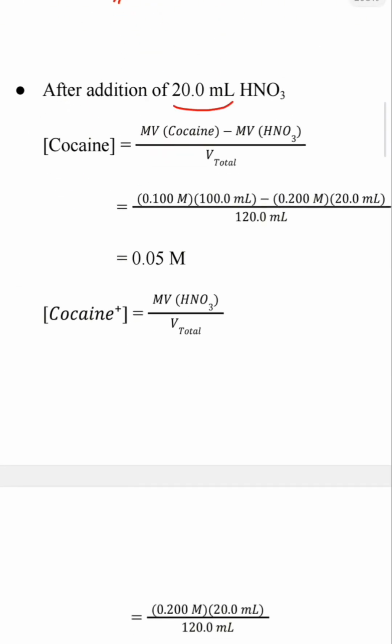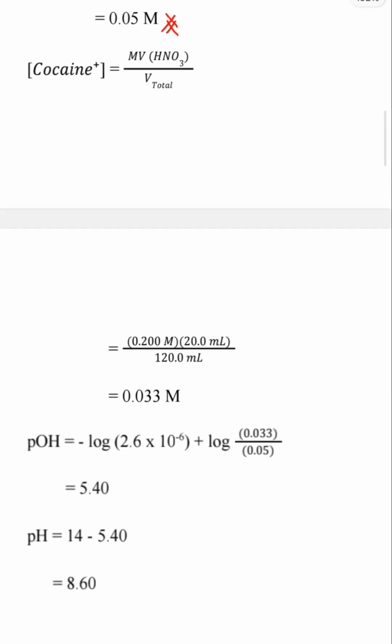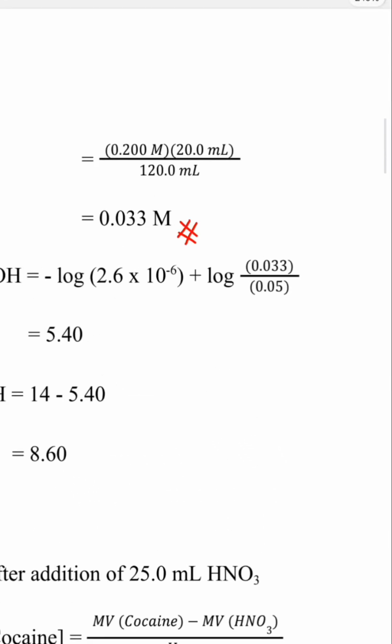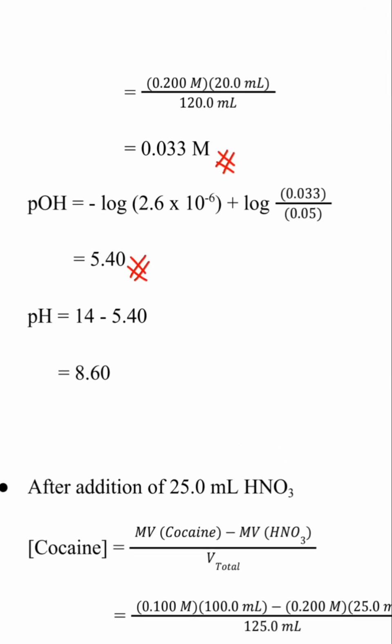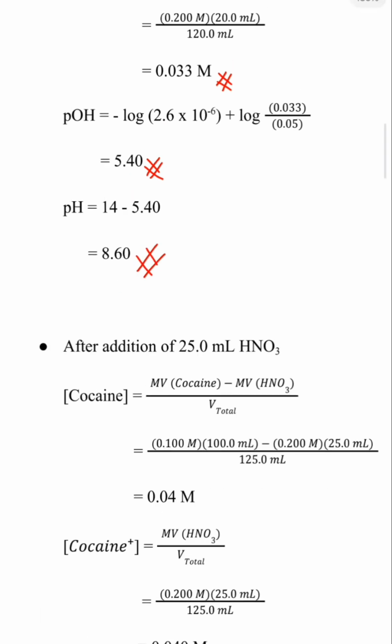We move on to after the addition of 20 mL of nitric acid. The concentration of the cocaine is 0.05 molarity. The concentration of the cocaine positive is 0.033 molarity. The value of the pOH is 5.40. And the value of the pH is 8.60.